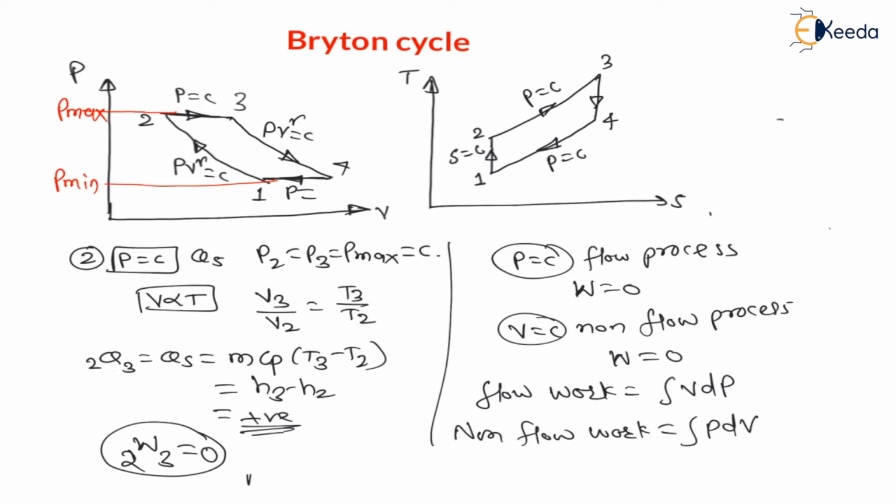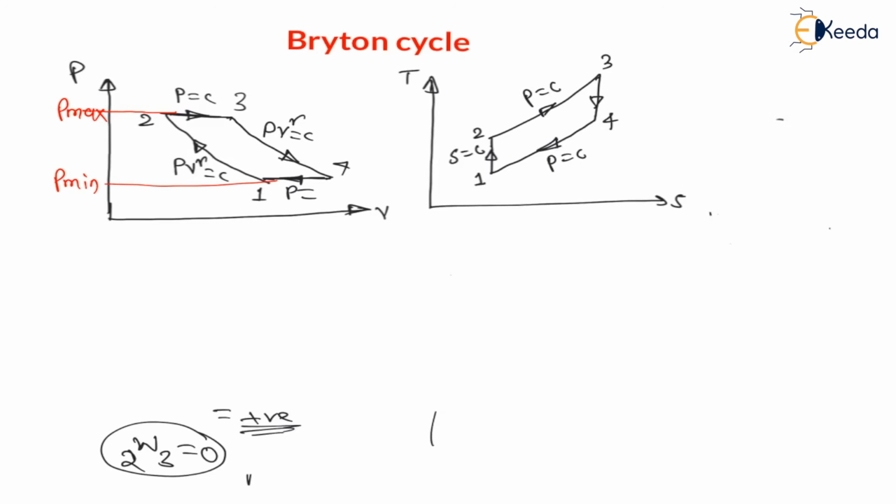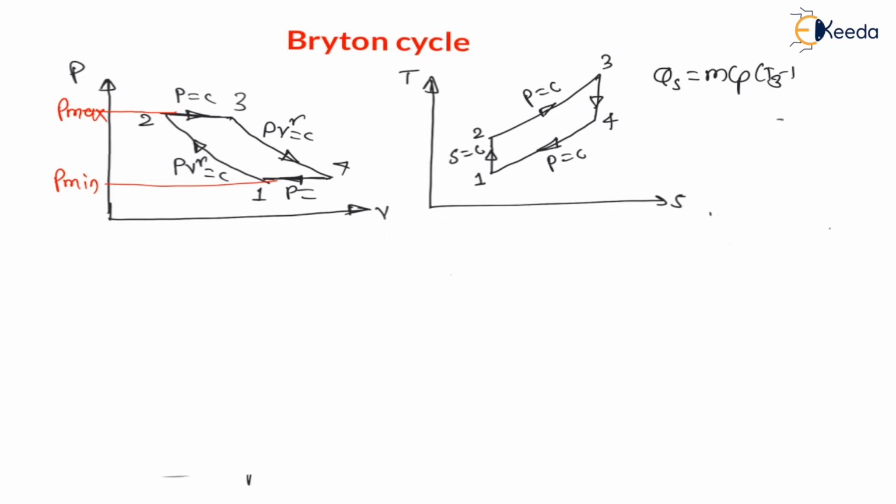This is the process number 2, that is second process, right? For work is 0. Now let us do the analysis of third process. Let us go for third process. Here I am erasing the calculations of second process. Now here I am writing heat supply. Heat supply is nothing but mCp (T3 minus T2), right?